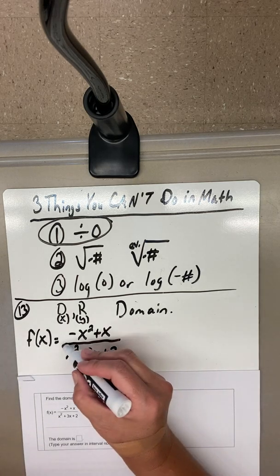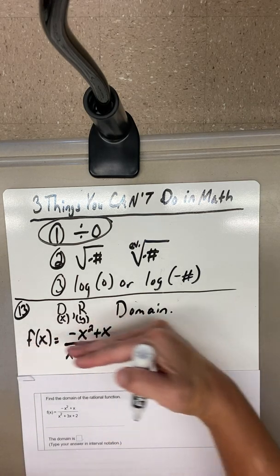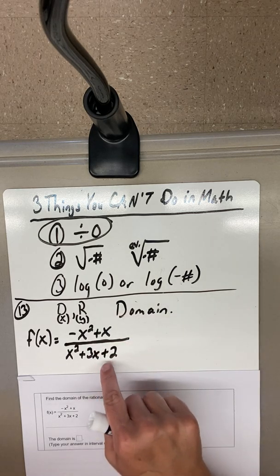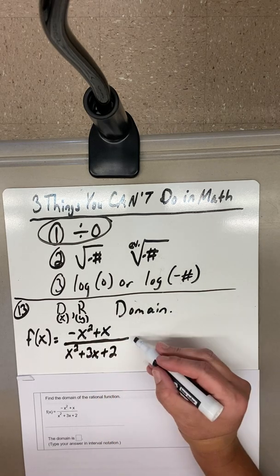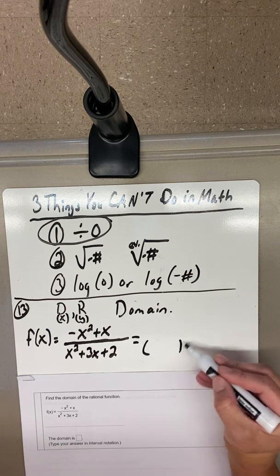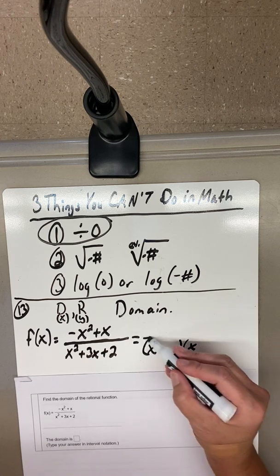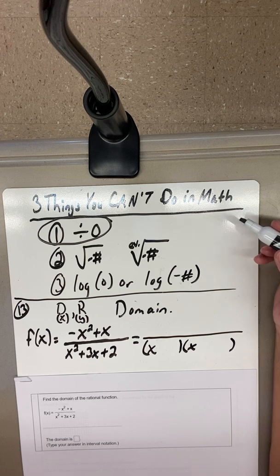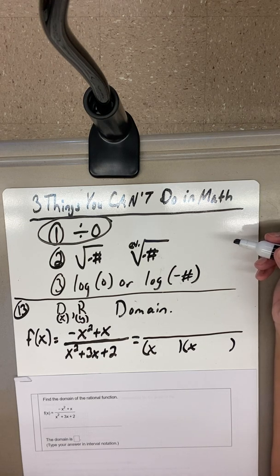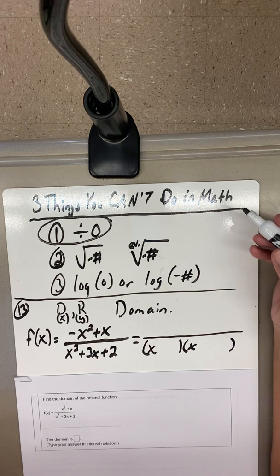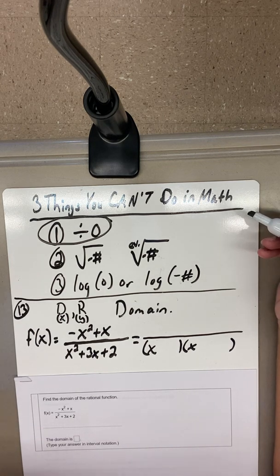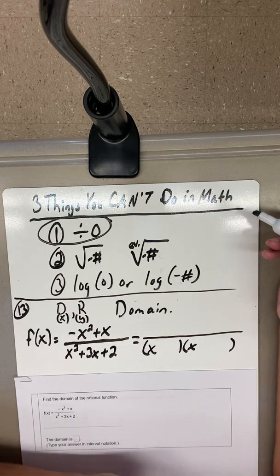Now, we can't divide by 0. So here, fraction means divide. So I need to find out when this denominator equals 0. So I'm going to factor it. I do not have time to teach you factoring right here. If you don't know how to factor, you can go to Khan Academy and Google factor a quadratic trinomial with a leading coefficient of 1. Flip Math is also a good resource. It's probably in Algebra 1, honestly.